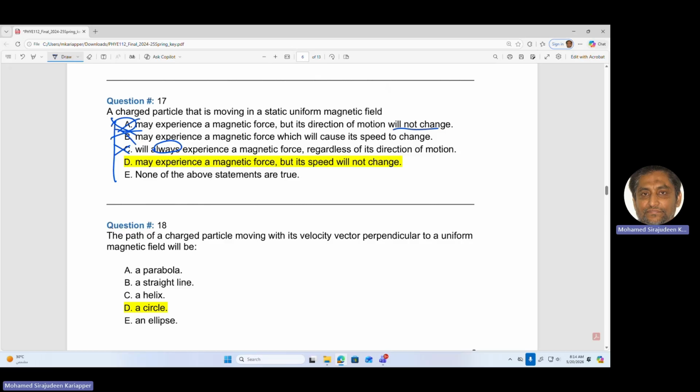So to say always will make this statement wrong. Let me look at E. No, because this is correct. May experience a magnetic force, but its speed will not change. That is a correct statement.